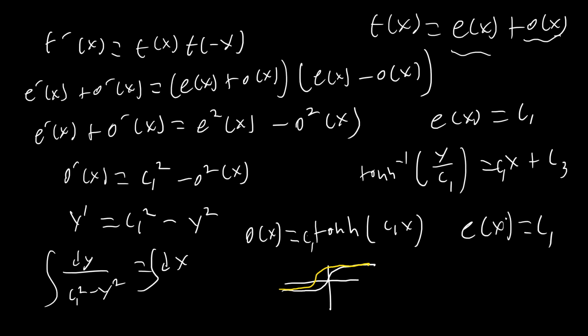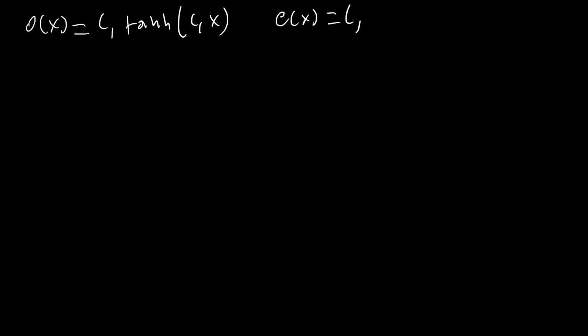Now let's go ahead and show that this does satisfy the differential equation, and we'll also go ahead and see what happens if c1 equals 0. So let's go ahead and plug that into our equation. On the left side we have f prime of x, which means that E of x is just going to disappear, and we're going to have c1 squared hyperbolic secant squared of c1x. That's just the derivative of hyperbolic tangent.